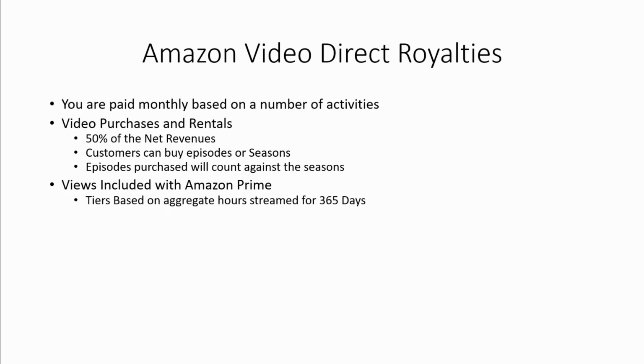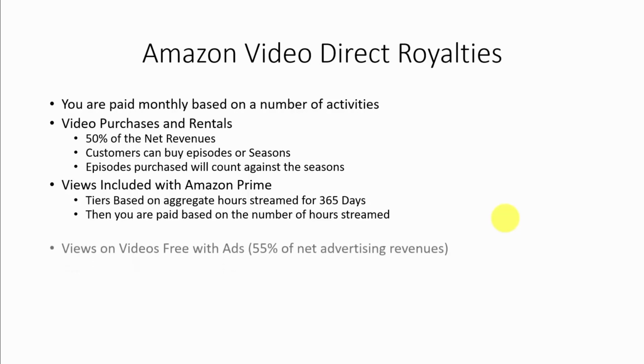There are going to be different tiers of activity based on the aggregate hours streamed. So for example, every year Amazon will determine how many hours people are streaming your videos, and that'll put you on a certain tier to be paid more or less. The more hours that people are streaming your videos, the higher your rate of pay, and you'll see that in the schedule. Once your tier is determined, then you'll be paid based on the number of hours actually streamed. So you'll have a tier, and then you'll have streaming that will take place. And again, the higher your tier, the higher the rate of pay.